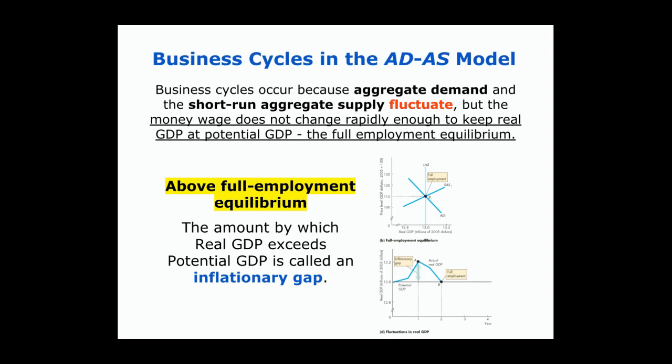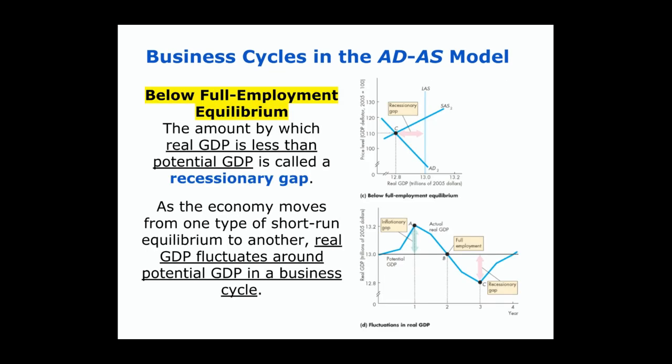If real GDP is beyond potential GDP, where the economy is overheated, and when we have that situation, it's called an inflationary gap. When we're below the full employment equilibrium, real GDP is less than potential GDP. Now we're not producing all that we could be producing, and we call this a recessionary gap or a recession.